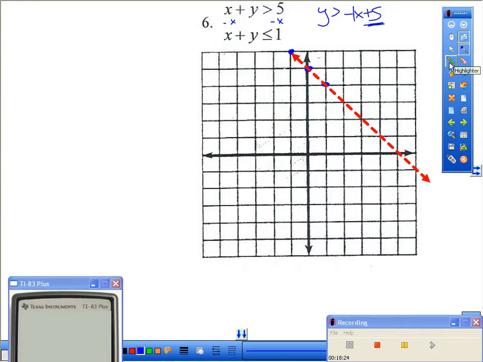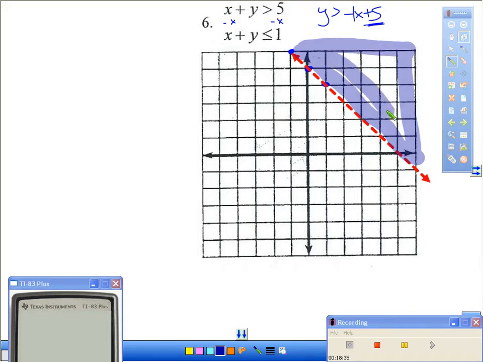And from that point we need to shade, and since it says greater than, we're going to shade above that dotted line, so that it looks like this. Then we'll graph our second inequality. Our second inequality needs to be solved for y also, so we'll subtract x from the left and from the right so that the x's subtract to give us 0, leaving us with just y is less than or equal to negative x plus 1.